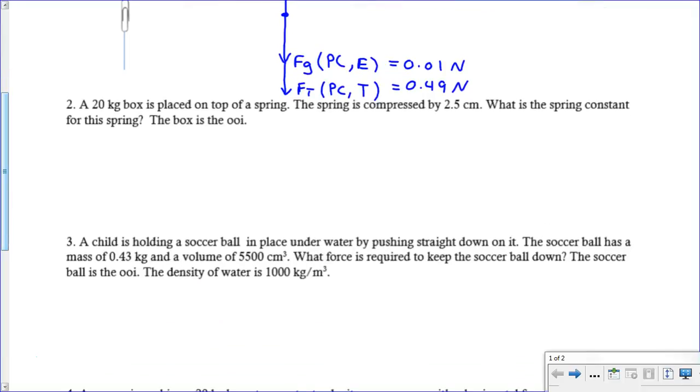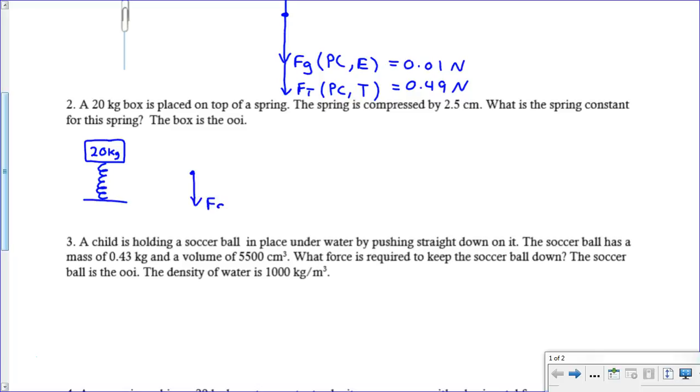This next problem, we've got a box that's placed on a spring. There's no picture here, so sometimes if you want to draw a picture to help you think about what's going on here, we've just got a box sitting here on a spring. It's compressed the spring. The box is 20 kilograms. All right, and so when we think about this, then we have to think about what forces are acting on the box.